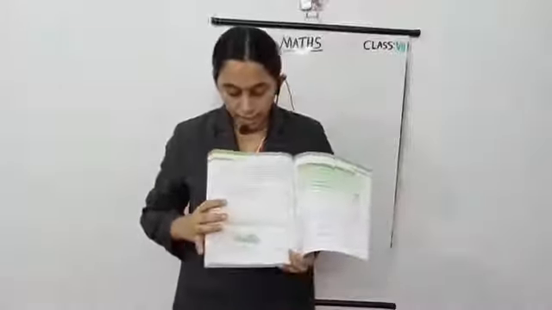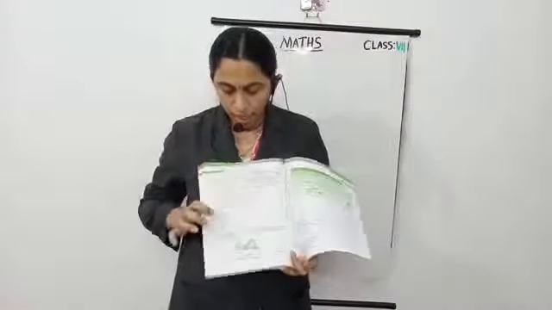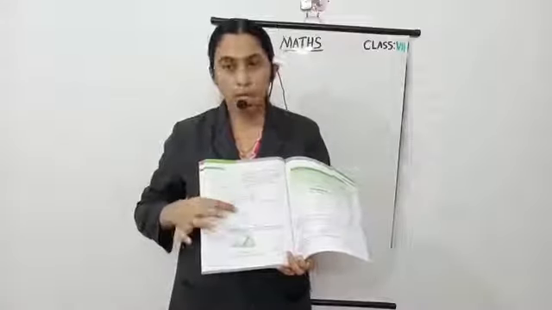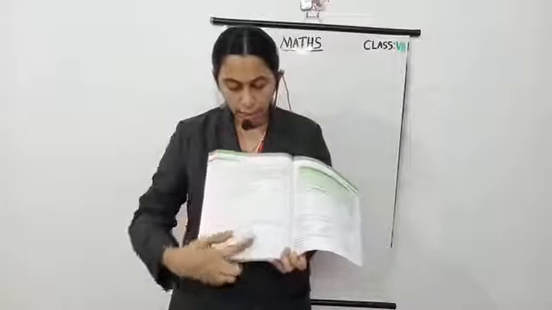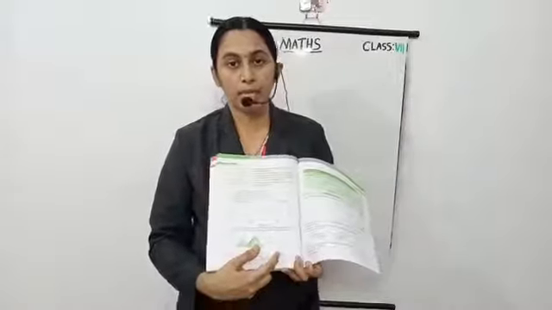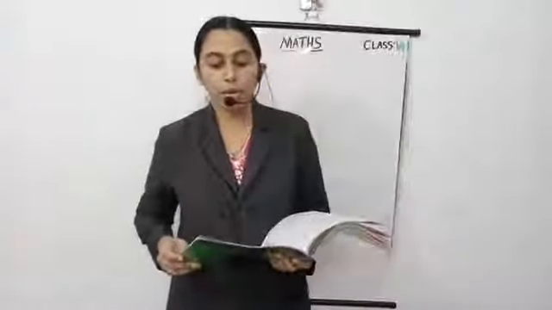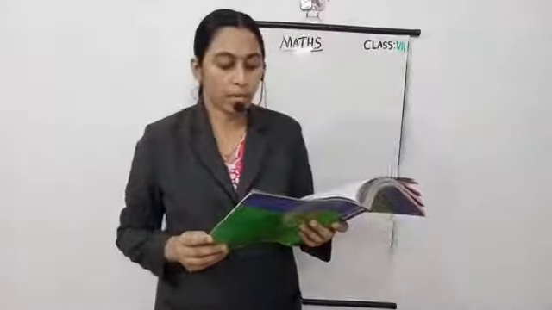Like that, in this page 280, here given net of a cube, net of cylinder, net of a cone, net of a square pyramid, etc. You please check and study it. Now page 281, exercise 15.1, question number 1. Identify the nets which can be used to make cubes.